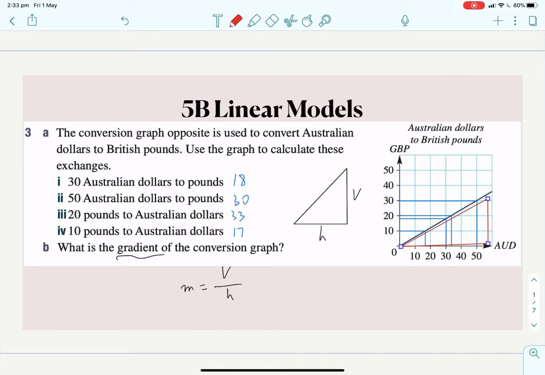So I'm just going to map this out here. Okay, if you have a look here, this is 30, and this is 50. So we use vertical divided by horizontal. So m is 30 over 50, and that's 0.6. Okay, that's the gradient.